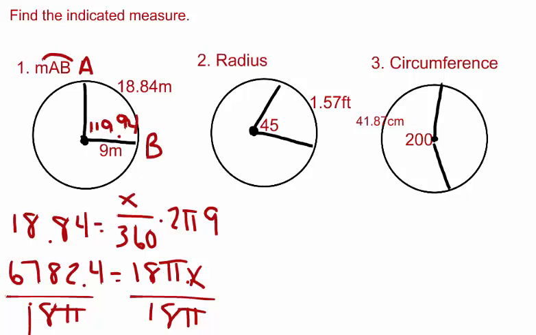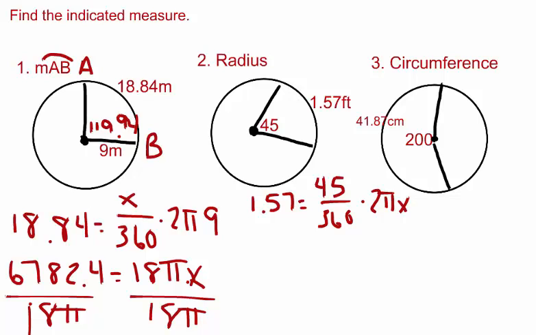And for the degree, once you put that on your calculator, you should get 119.94 for the degree of AB, that central angle right there. But the second one is asking for the radius, the same thing, 1.57 feet.